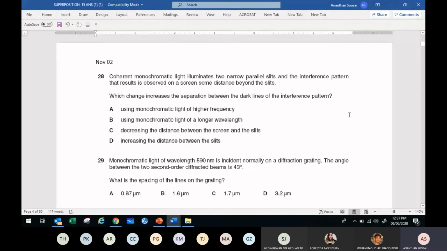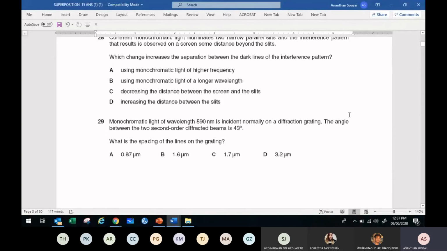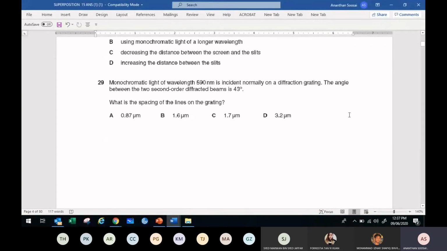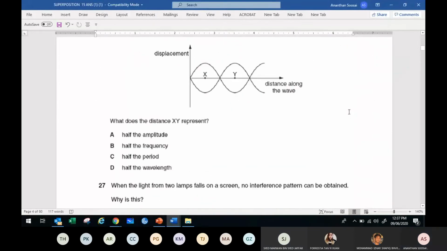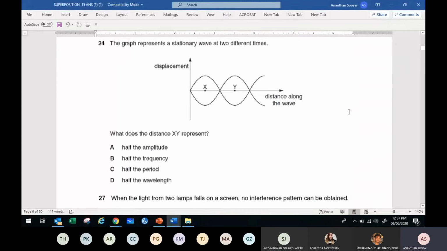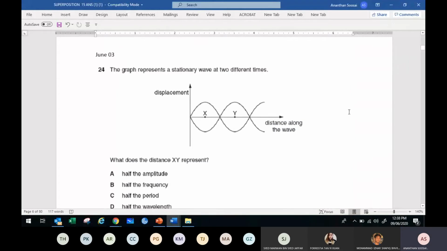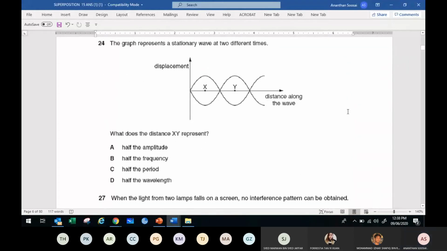Okay, remember, is it a string, closed pipe, or open pipe? Because the pattern is different. Okay, another question, this one. Question 24, what's the answer? This is page 6.